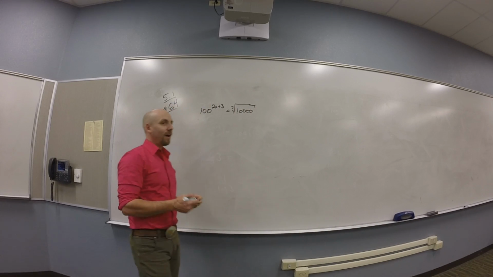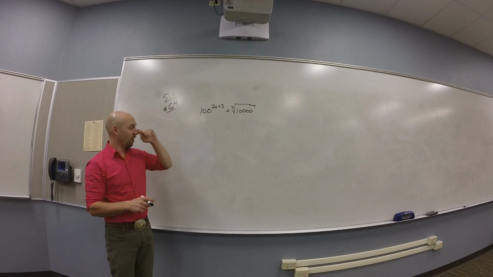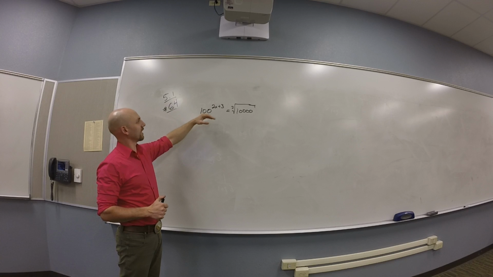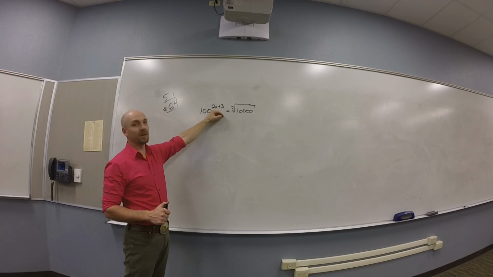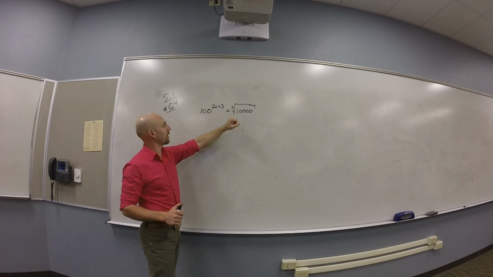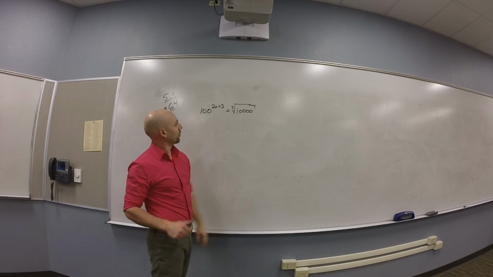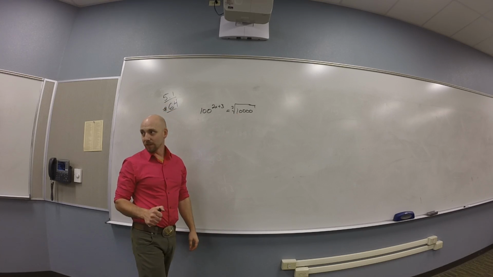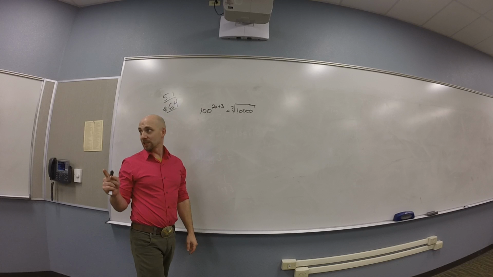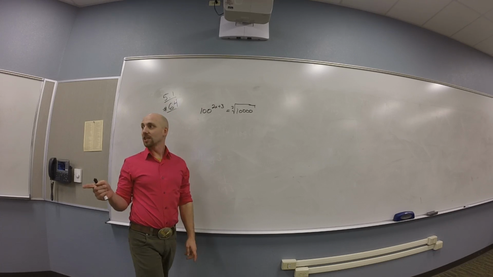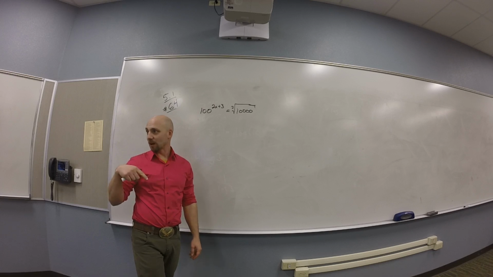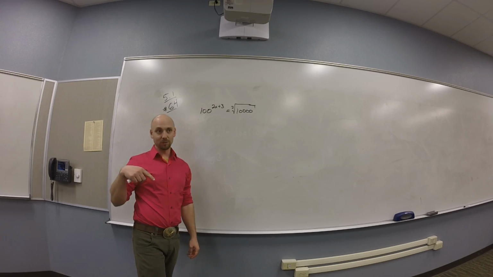Okay, so I have here number 64 in 5.1, which says I have 100 to the 2x plus 3, which is apparently the cube root of 10,000, and I would like to solve this. So there are a couple different ways to do this. I'm going to do this the clever way, because I trust that you guys could manage this with a log base 10 on both sides. You guys believe that you could manage this with a log base 10 on both sides?